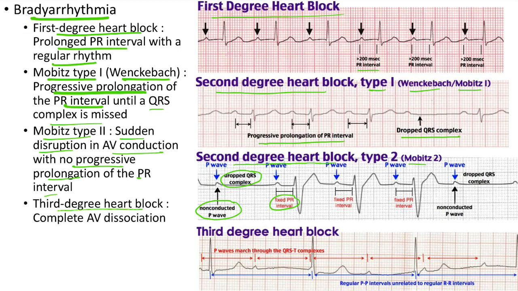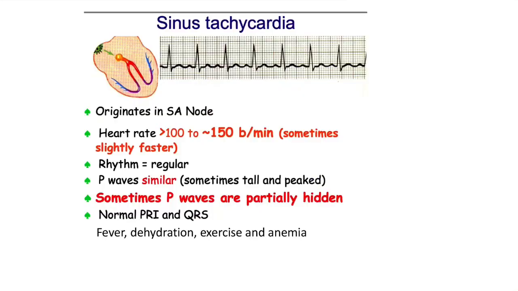In third degree heart block, there is complete AV dissociation. As you can see in this picture, there are regular PP intervals which are unrelated to regular RR intervals, which indicates complete AV dissociation. There will also be P waves which march through the QRS-T complexes.